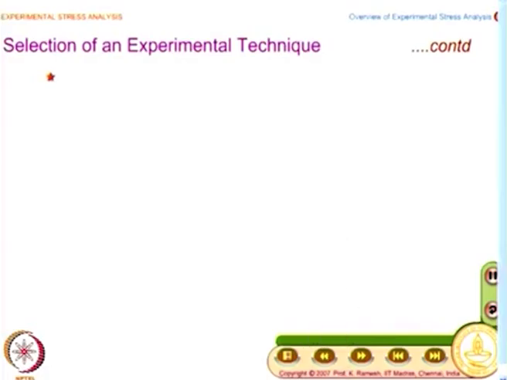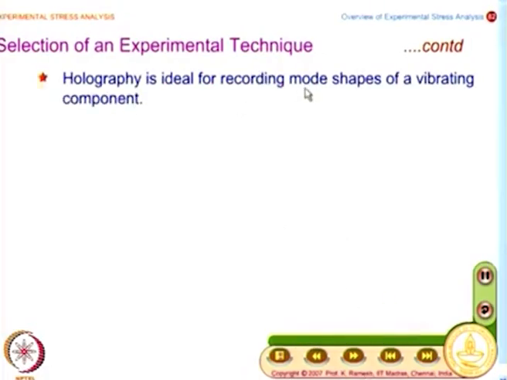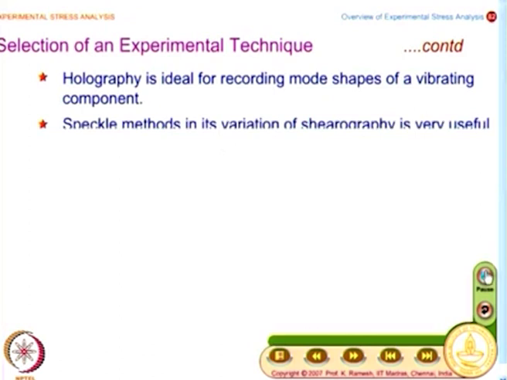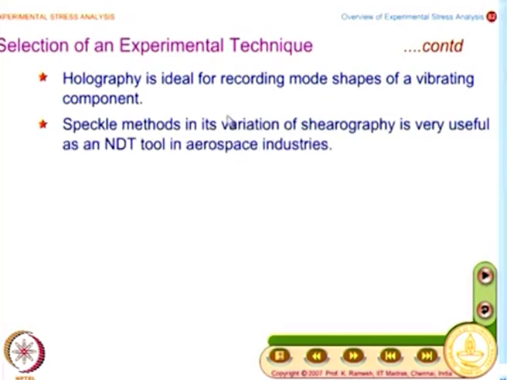The moment you think of vibration, holography is an ideal choice. See, I do not know whether you have done some experiments in your laboratory. When you want to find out the mode shape, you would normally sprinkle sand or lycopodium powder on a flat object. As long as I am working with a flat plate of different shapes, I can do the analysis with sand or lycopodium powder and find out the nodes.